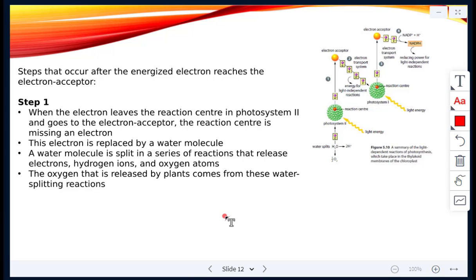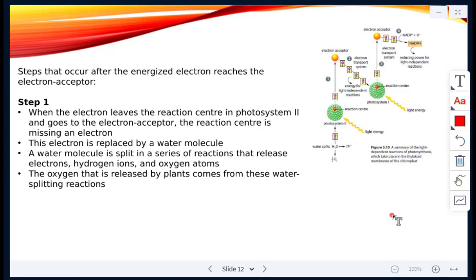So number one, or step one, right here is step one in the diagram. So when the electron leaves the reaction center in photosystem 2, so we're looking at photosystem 2 first, it just happens to be the first one that was discovered, so that's why photosystem 2 happens first. So the electron leaves the reaction center in photosystem 2, there's the electron, and it's going to go to the electron acceptor, so here.